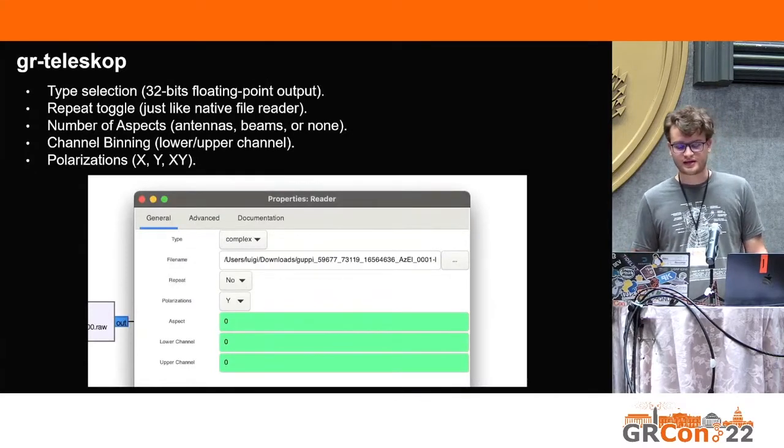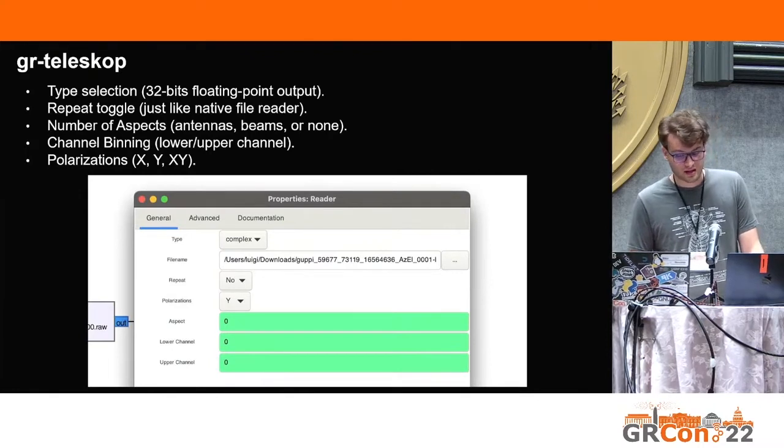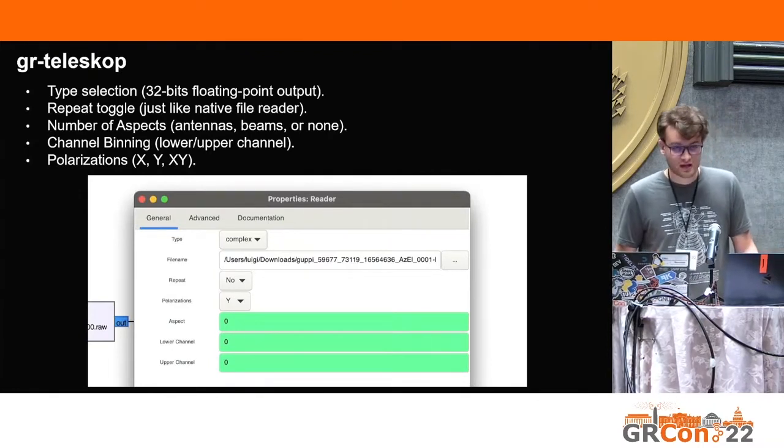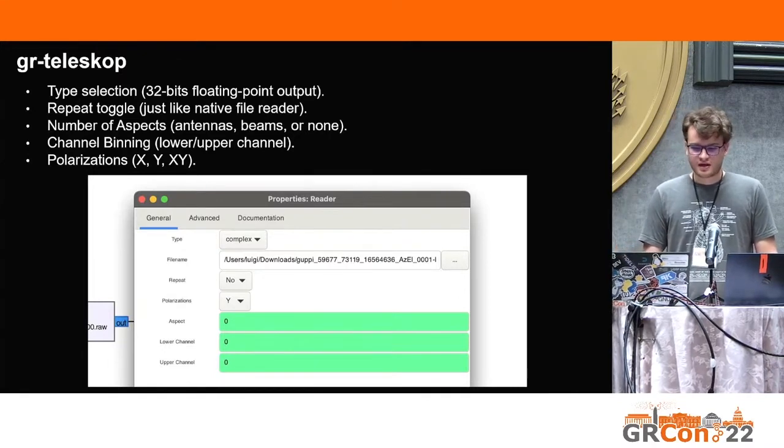So the block is very simple to use. We are abstracting away all the complexity of reading the file away from the user, because we can't expect you to know this file very well. So here you can choose the output type, and everything will be cached automatically, the file name, where the file is located, the repeat, very similar to the file reader of GNU Radio, and also now the polarizations. You can choose X polarization, Y polarization, or both polarizations, X, Y, as an output.